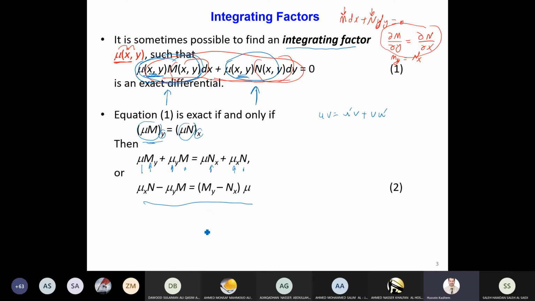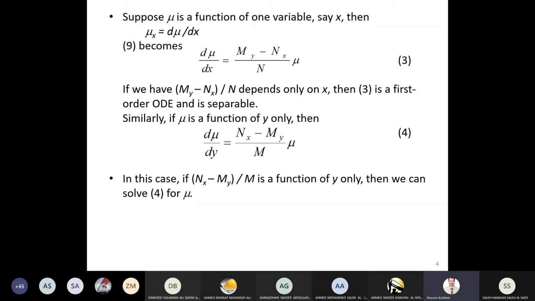Now let's assume mu is a function of x only, or a function of y only. If it is a function of x only, then partial mu over partial y is zero, and partial mu over partial x becomes d mu over dx directly. From the previous equation, it will be (My minus Nx) over N times mu. And if it is a function of y only, then d mu over dy, there is no partial now, equals (Nx minus My) over M times mu.